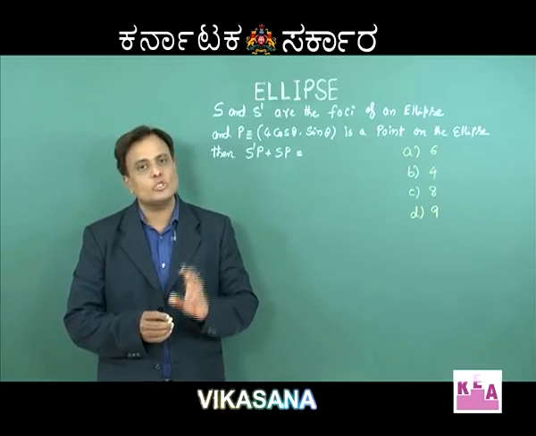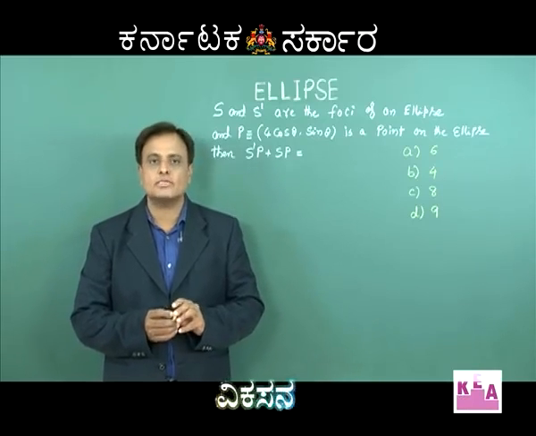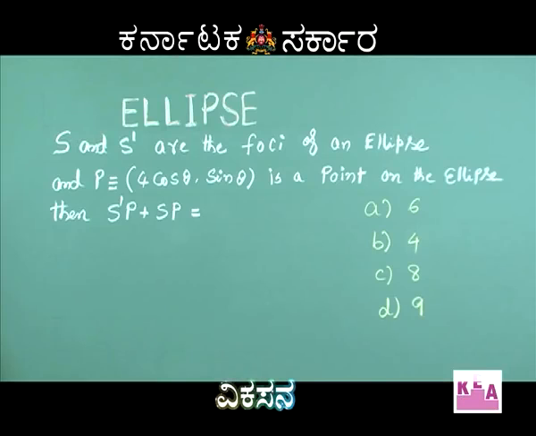We can guess this option even without solving, but before that you must understand some basic things. First let me read the question. S and S dash are the foci of an ellipse, and P is the point on the ellipse whose coordinates are 4 cos theta comma sin theta. Then S dash P plus SP is equal to: options are A, 6; B, 4; C, 8; and D, 9.